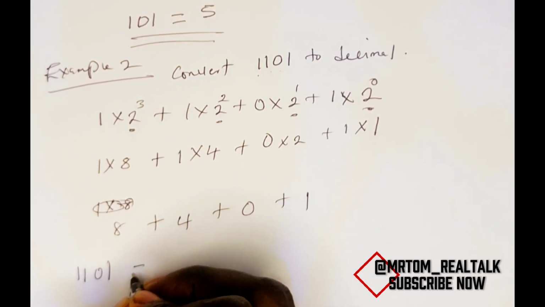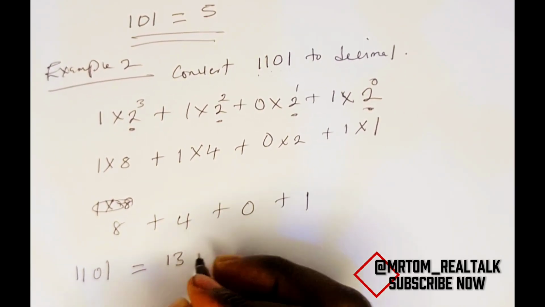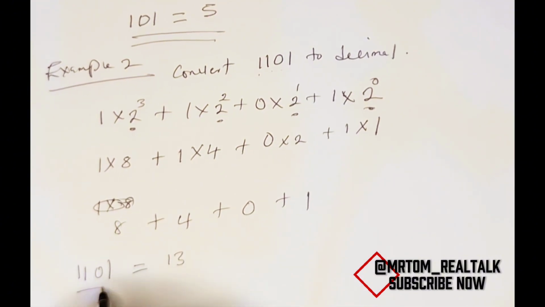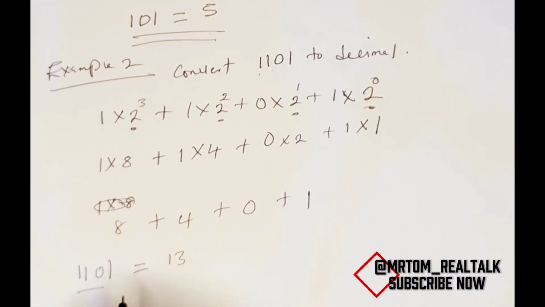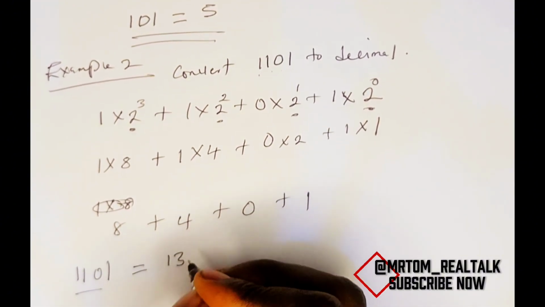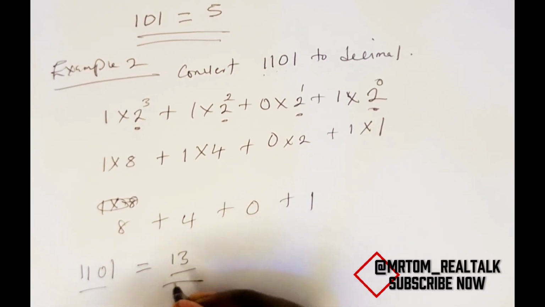1101 is equal to 13 in decimal. When you convert 1101 to decimal, it will give you 13. So this is our answer.